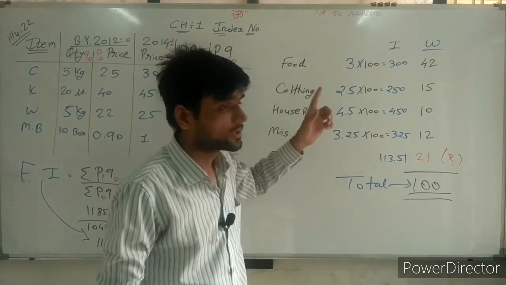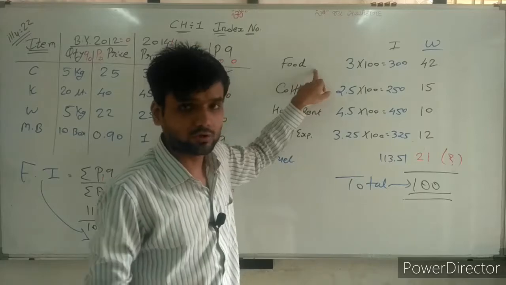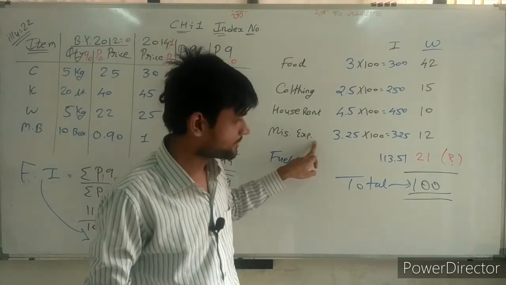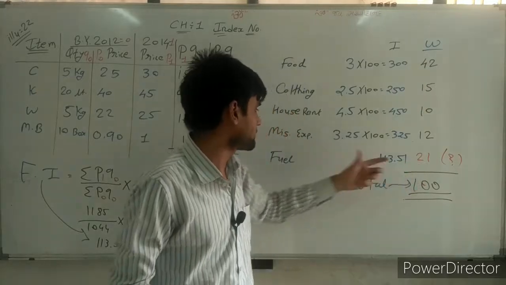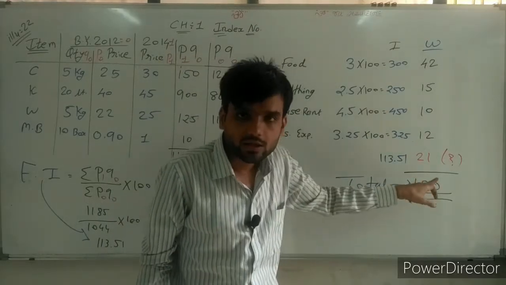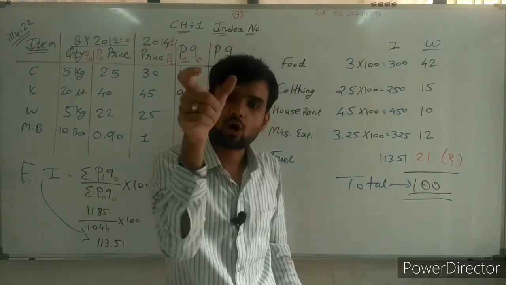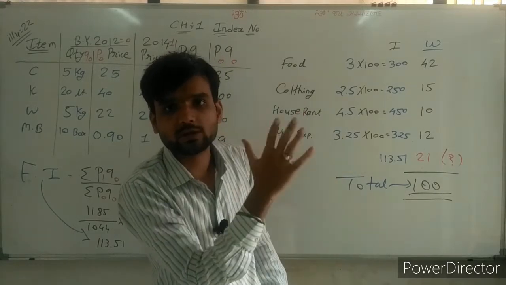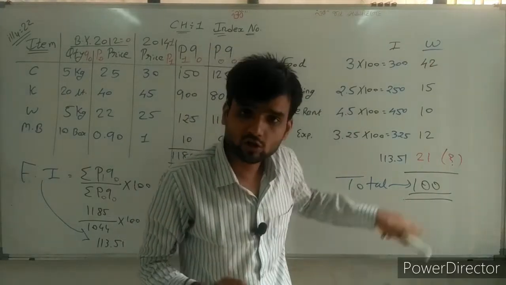Now against it, the total percentage of expenditure is given. 42% on food, 15% on clothes, 10% on house rent, 12% on miscellaneous expenditure. Total 100%. From this 100%, 79% is deducted, 21% is the fuel expenditure. So it's W, weight. How many percentage is spent on a particular group of expenditure? That is W. So I have a value of I, and I have a value of W also.